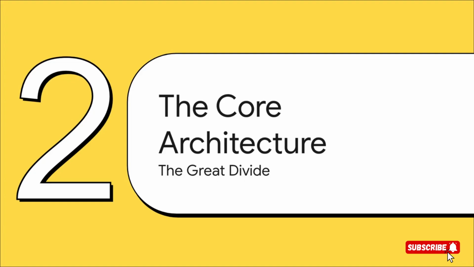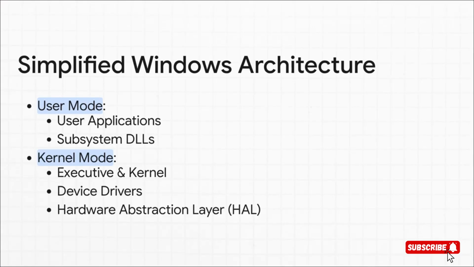Okay, now we're getting to the absolute heart of the matter, the core architecture. If there's one single concept you need to grasp to understand pretty much any modern operating system, this is it. It's all about this huge protected divide between your everyday programs and the trusted core of the OS itself. And boom, here it is. This is that great divide.